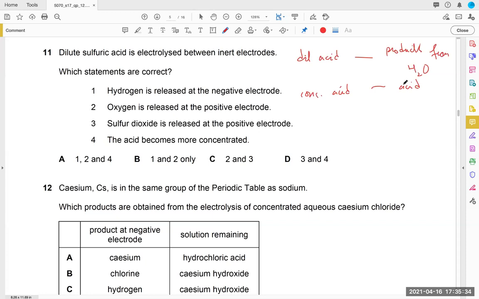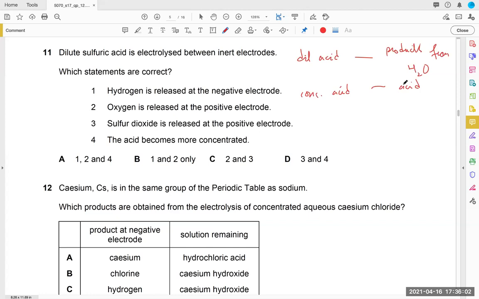So what's happening here? Hydrogen is released at the negative electrode. That is true because hydrogen is the one that's going to go. Oxygen is released at the positive electrode again. We have dilute acid, so oxygen comes from water. So yeah, that is the one being given off. Sulfur dioxide is released at the positive electrode. That won't be true. If sulfuric acid broke down by itself it would give sulfur dioxide, but here the acid is not breaking down. This is dilute, not concentrated.